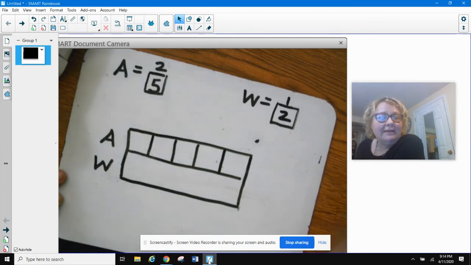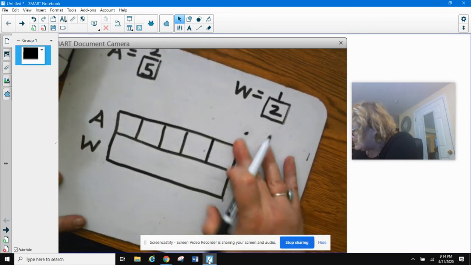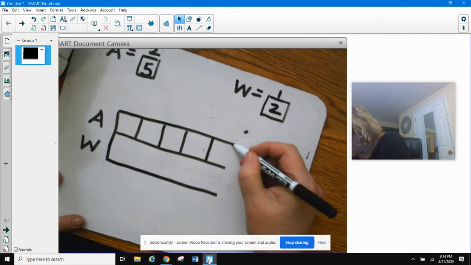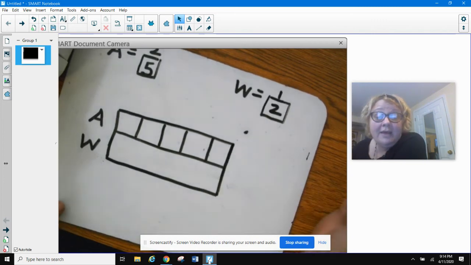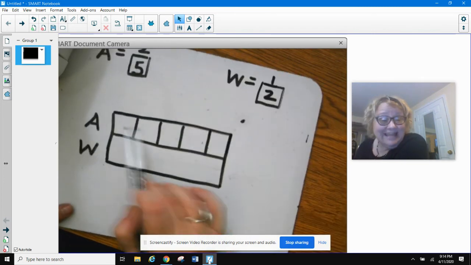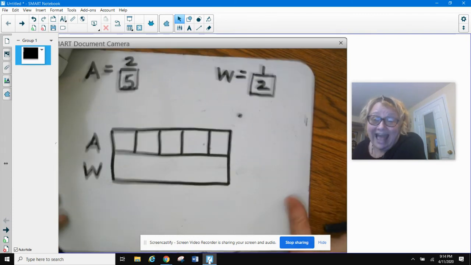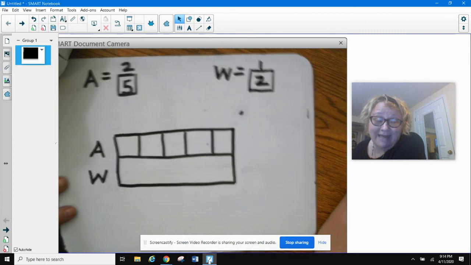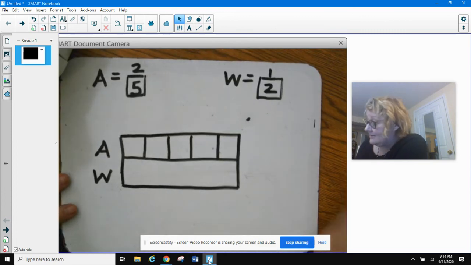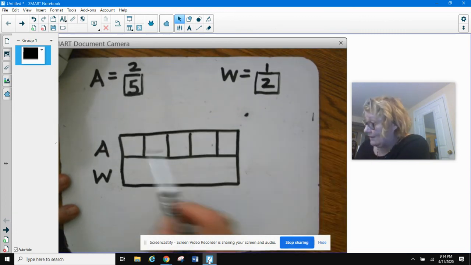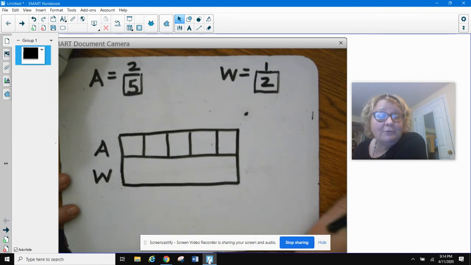And you're going to eyeball it, and you may be unhappy with something. If you are unhappy and you can just look at it and you know that those units aren't the same size, you need to erase it and do it again. You want to be as accurate as you can when doing mathematics, okay? So I'm pretty happy with that. I have 1, 2, 3, 4, 5 equal pieces.